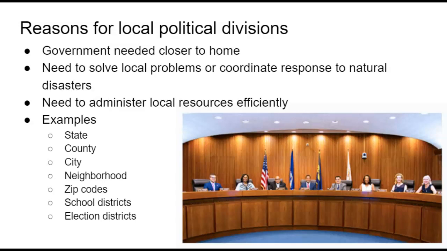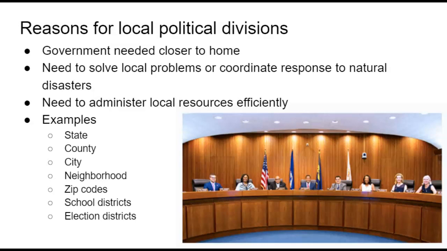Here you see pictured the Norfolk City Council. City councils are needed because the state government can't handle all of our problems. They can't help us solve problems. We have our own money to spend, and so we need to be more in control of it at a local level. So local governments help solve local problems.